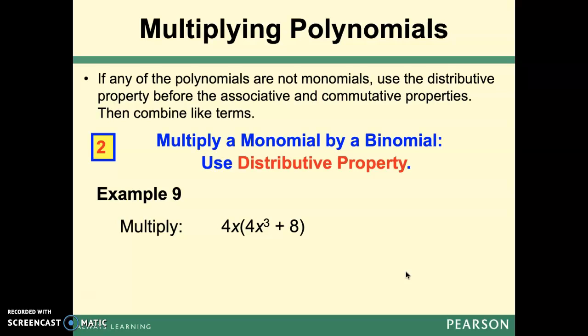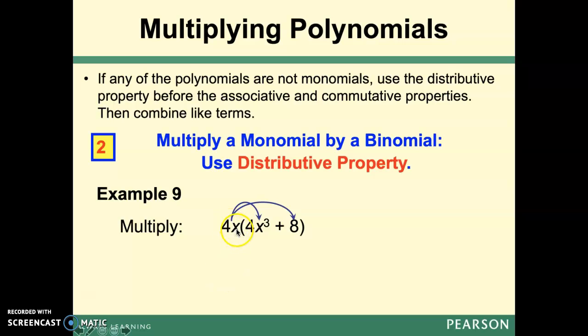Here's the second type of multiplication we'll be doing. What do you do when you multiply a monomial by a binomial? Our strategy is to use distributive property. Example 9, here's an example. Multiply 4x times the quantity 4x to the 3rd plus 8. I have a monomial multiplied by a binomial. It could be a trinomial. It could have 4 or 5 terms in it. When this monomial is out front, you use distributive property.